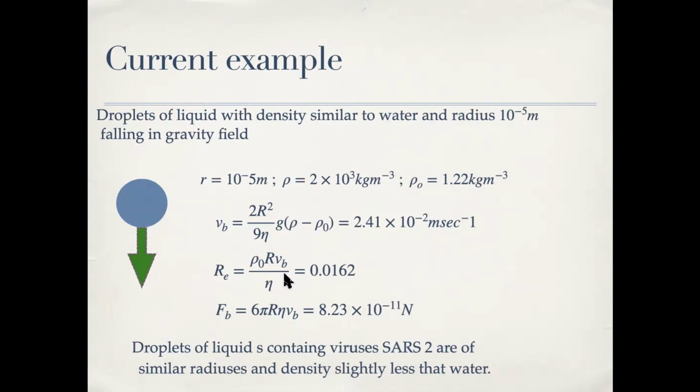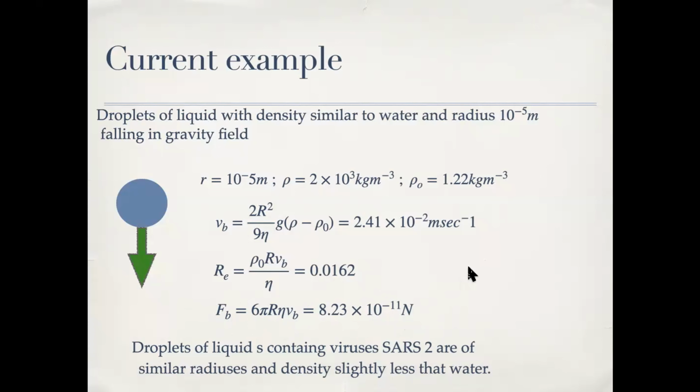We were working under the assumption that the Reynolds number is less than 1, therefore we check whether this is correct, and the Reynolds number which I have calculated is really very small. So everything is fine, and I also can calculate the value of this Stokes force, and that Stokes force turns out to be 10 to the minus 11 of a Newton.